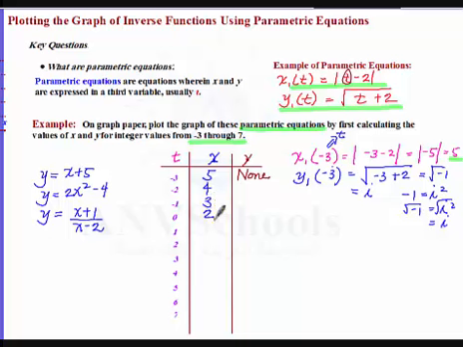If it's 1, it's also 1. If it's 2, it's 0. If it's 3, it's 1. If it's 4, it's 2. If it's 5, it's 3. X is 3. And x is 4 when t is 6. And x is 5 when t is 7.